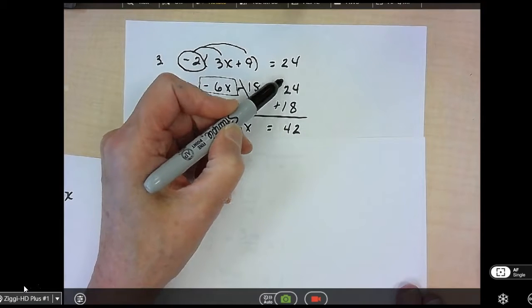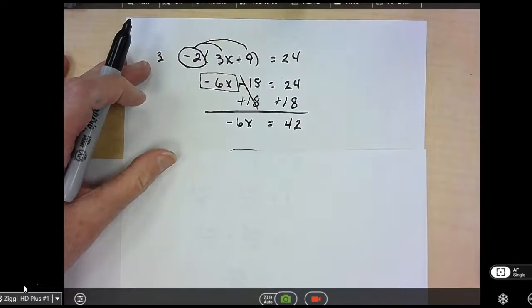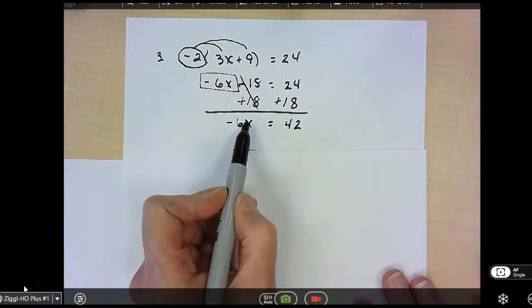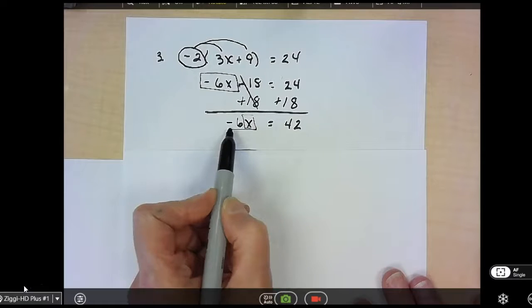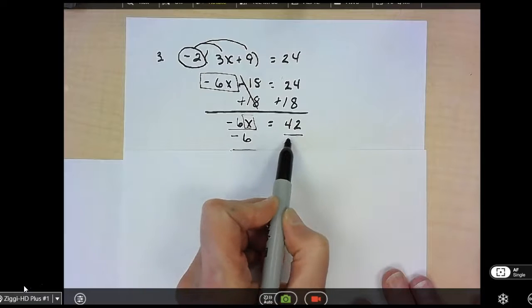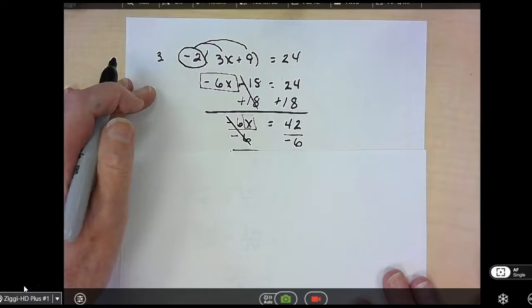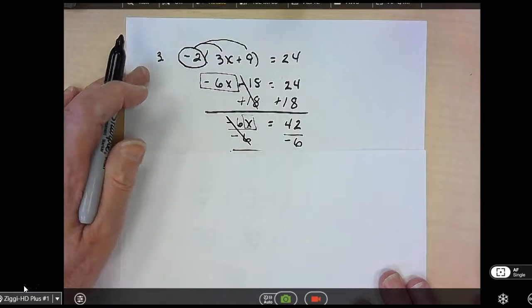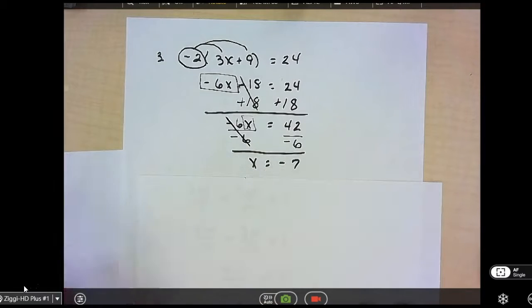So now the 18s will cancel, and I have negative 6x equals 24 plus 18, which is 42. So negative 6x equals 42. I have my variable term of x, it's multiplied by the negative 6, so now I have to divide by negative 6. So negative 6 over negative 6 is positive 1x. 42 divided by negative 6 is negative 7. So now I get x equals negative 7. And that problem is solved.